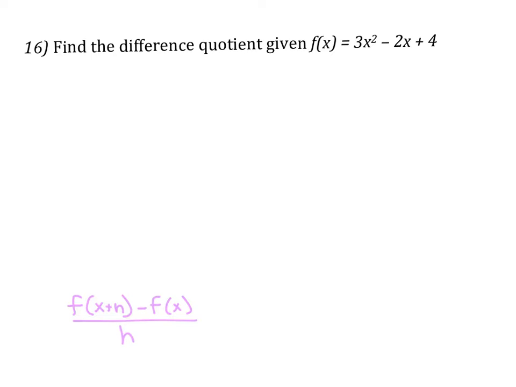So f of x plus h, I would take the x plus h and plug it in to that 3x squared minus 2x plus 4. And then from that, subtract your original f of x and change the signs on the 3x squared, the negative 2x, and the positive 4. Combine your like terms and then put it all over h. And then at the very end, simplify it, see if you can condense your fraction or reduce your fraction. Questions on that one?